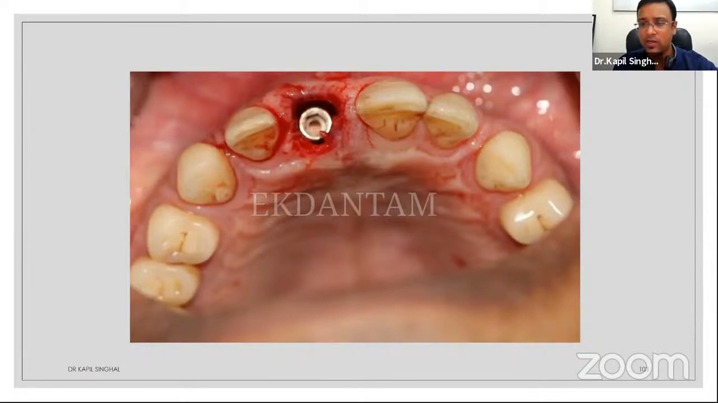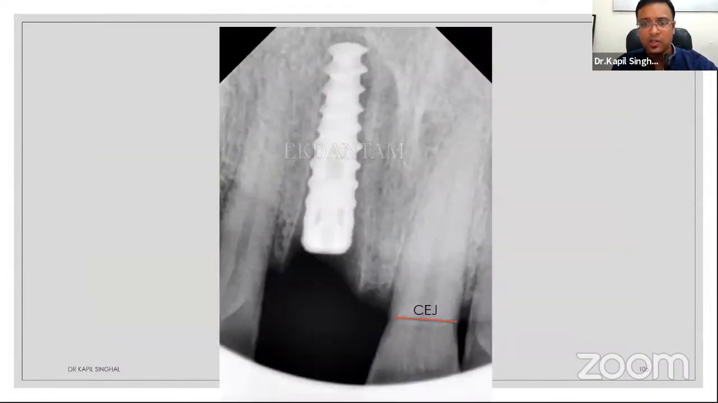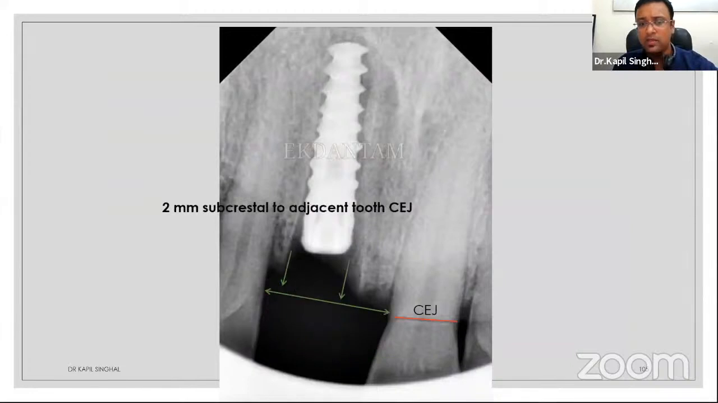What I used was the patient's tooth, and I used a fiber splint to use it as a temporary. Okay, so this is an immediate temporary. I did give it with a fiber splint. Okay, so my depth of implant placement was 2 mm below the cemento enamel junction of the adjacent tooth.